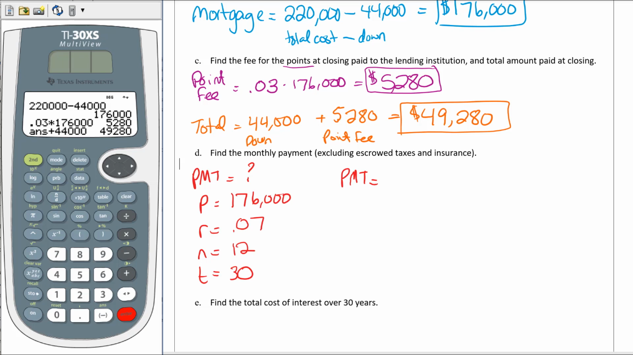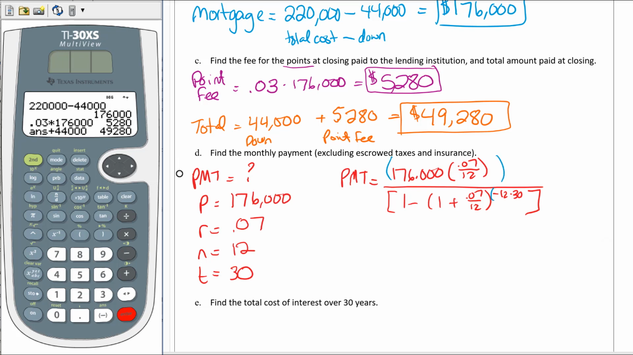So using our payment formula, I take the P, which is 176,000, times my rate, which is 0.07, divided by 12. This whole thing needs to be divided by bracket 1 minus parentheses 1 plus 0.07 over 12, raised to the negative 12 times 30, and then close your bracket. Remember, we always add our extra parentheses around the numerator, around the denominator if needed, and around the exponent. This one, the denominator is not needed, so I'm going to go ahead and type this in my calculator to find my payment.